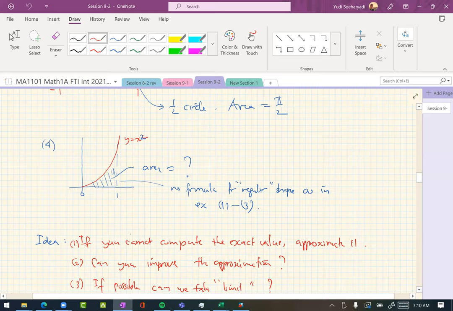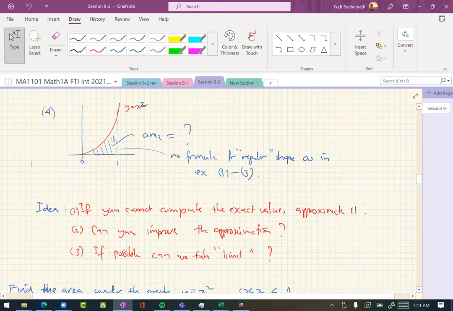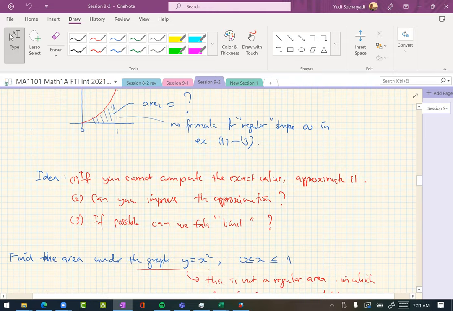How do we compute the area? The thing is, we don't have a formula for that kind of area. We have formulas for some regular shapes, but not this one. So the philosophy of calculus says that if you cannot have the exact formula, then you may attempt some approximations. But not just arbitrary approximations, just guessing, right?